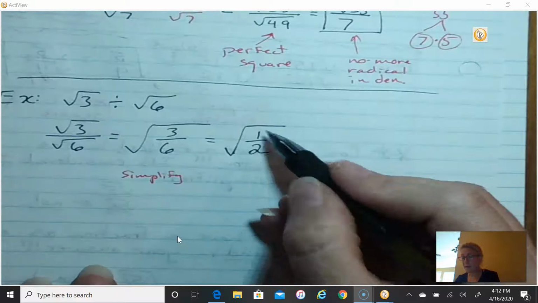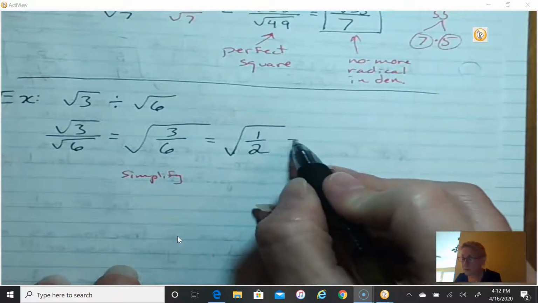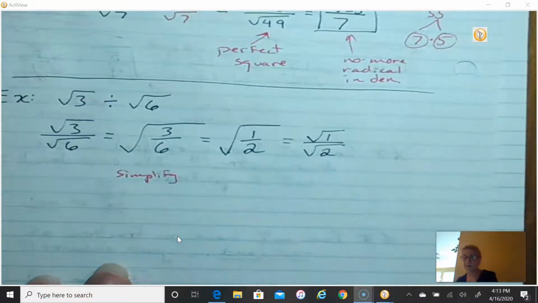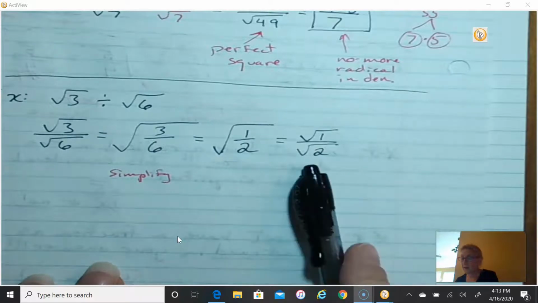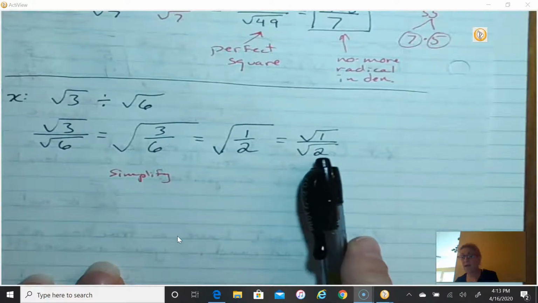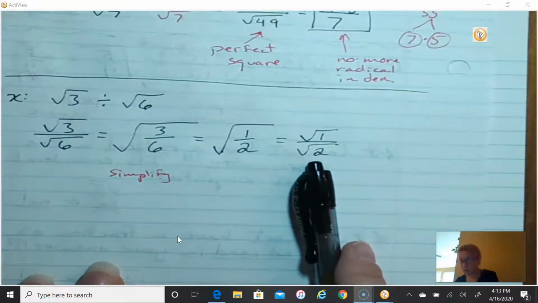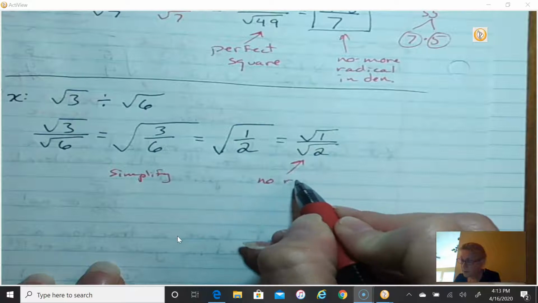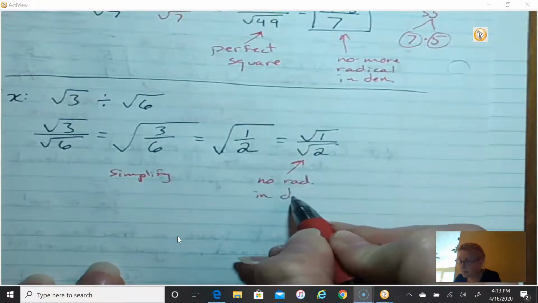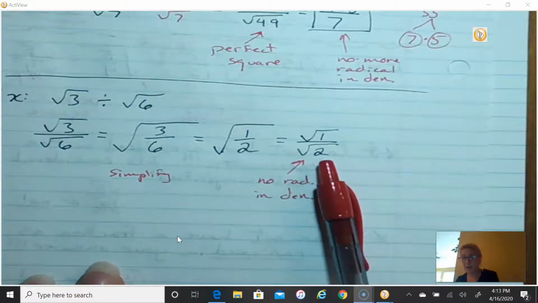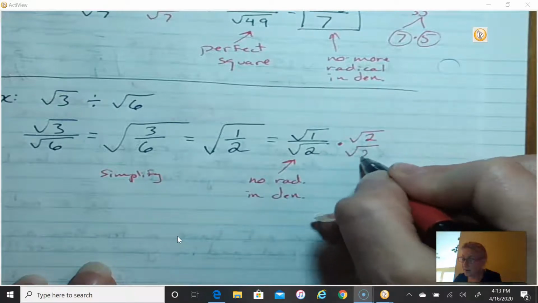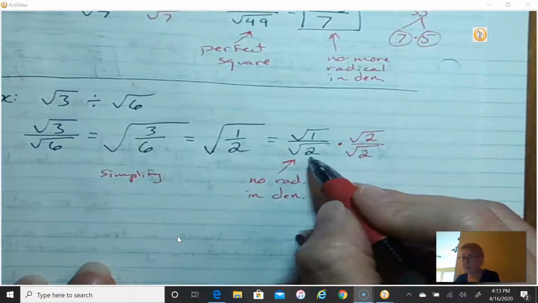Okay, now, is there anything else that we can do with this? No, so then we're going to separate it again by the radical sign. Is this a perfect square? No, it's not. Can we have a radical sign in the denominator? No, you cannot. No radical in the denominator. So what did I tell you? How do you get rid of that? Multiply the top and the bottom by itself.